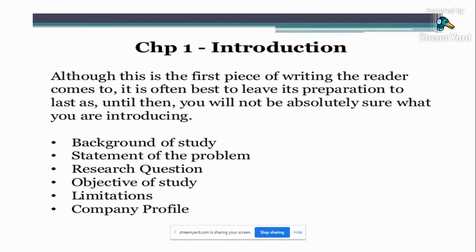We will check the limitations and also see the company profile and all. We will see those things, check the limitations, and see how we can overcome those limitations by applying some of the ideas that we have in that particular topic or domain.